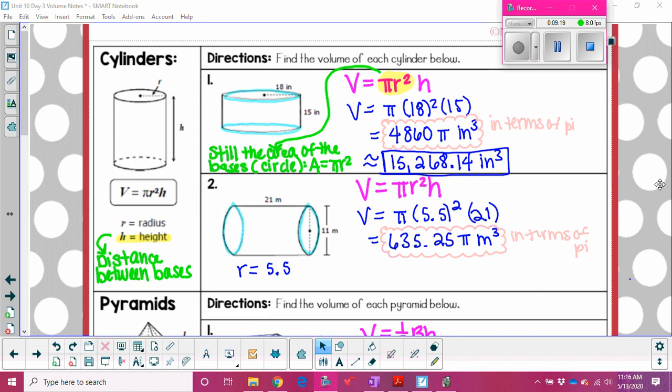Okay, so let's get an estimated answer. Let's do that to 2 decimal places. In your calculator, you would type in 635.25 times pi, and you will get 1,995.70 meters cubed.